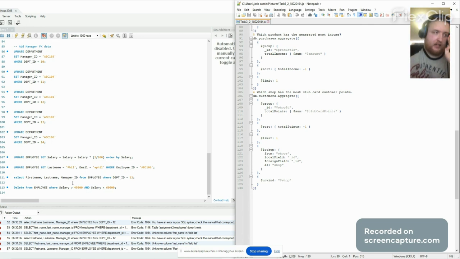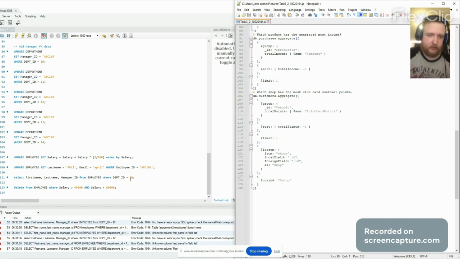Okay, number 5 is when you're trying to select all employees working for department ID 12, but you want to also bring up their first name, last name, and manager ID. So you go select first name, last name, manager ID from employee where department ID 12, and that would bring up only department 12 because that's where the department ID 12 bit comes from.